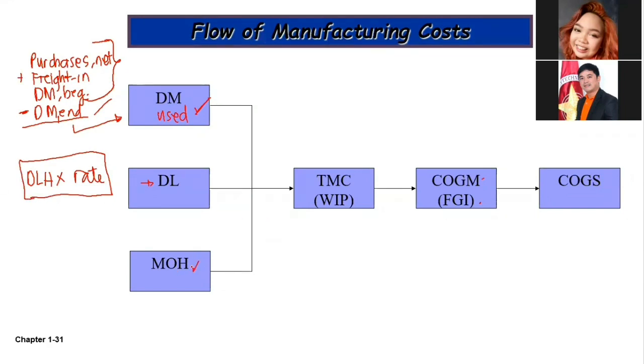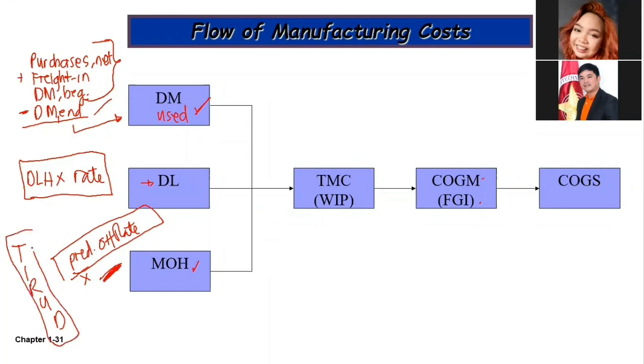Manufacturing overhead, paano natin nakukuha to? TRUD, kapag actual costing system. Pero kapag normal costing system ang gagamitin natin, actual versus normal, we are using the predetermined overhead rate. Yan. And then the rate will be multiplied with the level of activity that we have. Pero kung actual costing system, we will focus on the sum of the TRUD that we have. Okay? And then all of these, when charged to production, work in process na.